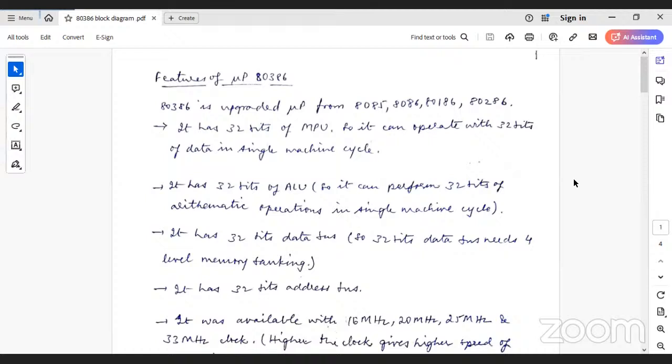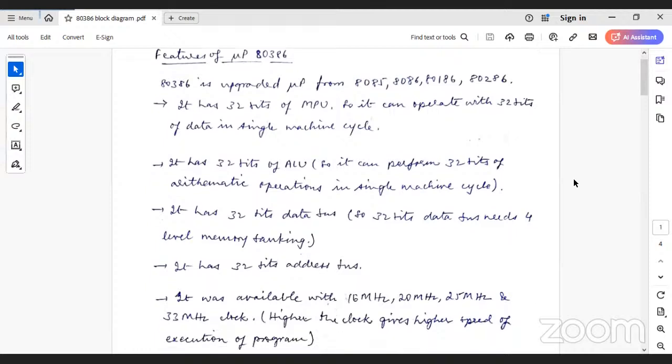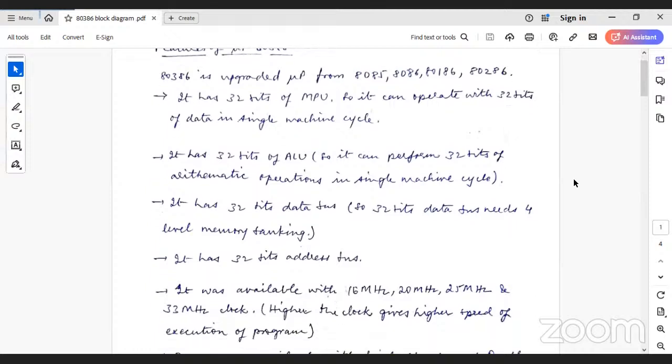Now, one point which you have to note here: it has 32 bits of data bus, which means I have written that it has 4 level of memory banking. Now, what does this mean? 4 level of memory banking means, you imagine you are having a single line notebook, and on a page when there are lines, what will you do? On each line you will write, is it not? So on each line, how much space is there? That much only you will write.